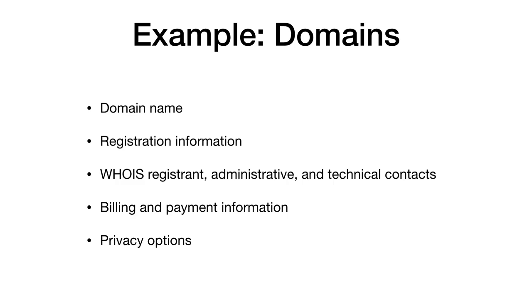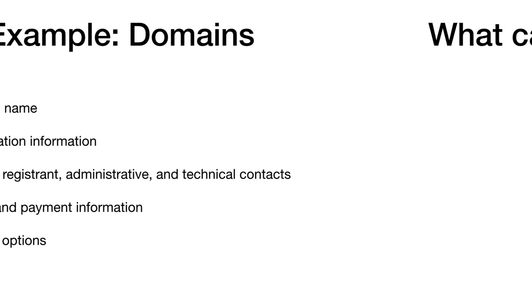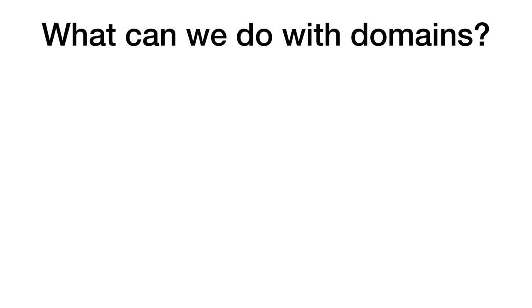What are the actions that can be done with a domain name? What are the things we do with domains? We register them. We renew them. Sometimes they get canceled. We might need to update the whois contact information. So remember, these are all actions now.